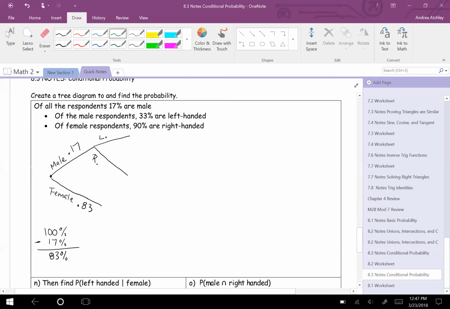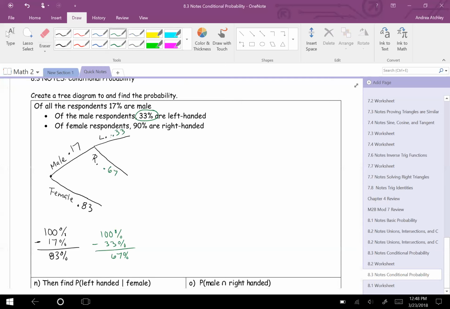Okay, left-handed are 33%. Then I have my 100%, and I'm going to subtract 33% from it to get the 67%, 0.67. I need to be consistent, so this needs to be a decimal, 0.33. Any questions over that?